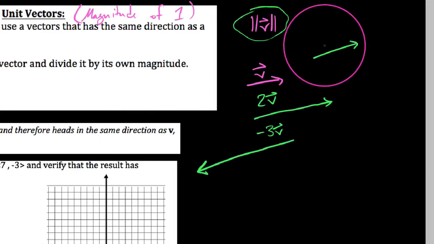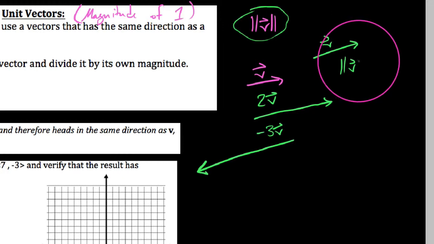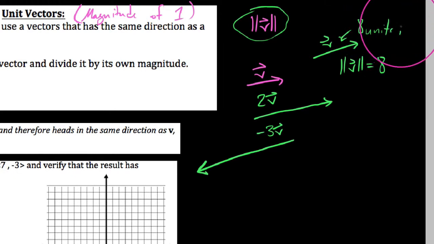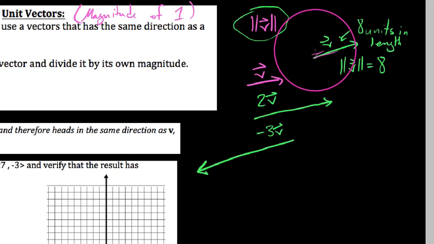Let's say I gave us a vector v, and the magnitude of v is equal to 8. That is, this vector is 8 units in length. There is one way we could keep this going in the same direction and give it a length of 1. We could take it times a half, and now it has a length of 4, take that times a half, now it has a length of 2, and take that times a half, now it has a length of 1.